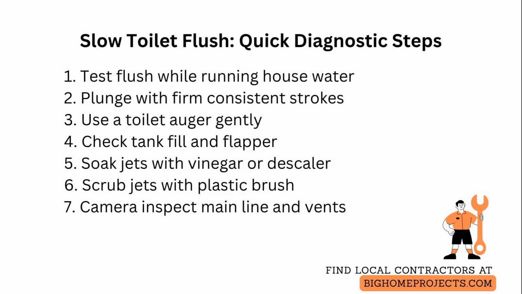If plunging fails, use a toilet auger designed for toilets and feed it gently into the trap, rotating while applying steady forward pressure to break or retrieve a blockage. Avoid metal drain snakes that can crack porcelain.